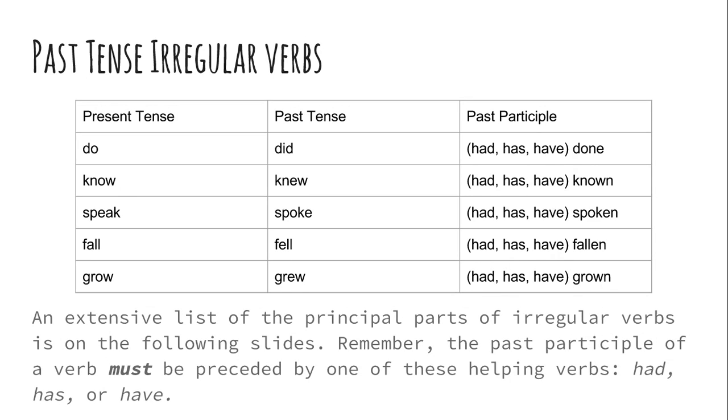An extensive list of the principal parts of irregular verbs is on the following slide. This is not a complete list of all irregular verbs, but it is the most common irregular verbs. Remember, the past participle of a verb must be preceded by one of the helping verbs, had, has, or have. So take some time as we go through them, and pause if necessary, to look through and see what the past tense and past participle are of the irregular verbs.